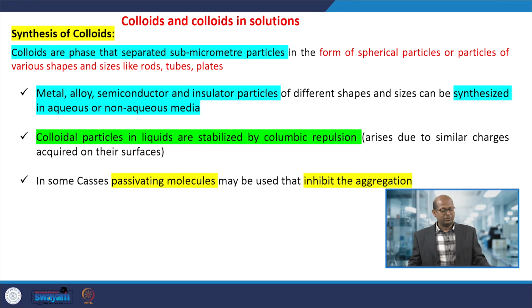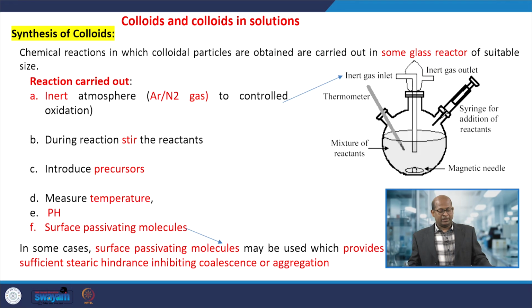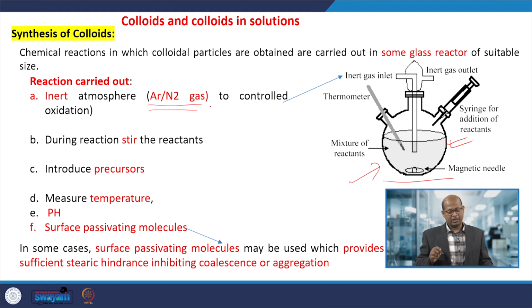Now we will discuss the synthesis. How can we synthesize a particular colloid, colloid particles or nanoparticles? By the colloid method. Here we can take a glass reactor, and use some inert gas, which may be argon or nitrogen gas. Then there would be a stirrer, a magnetic stirrer, to get a homogeneous mixture of the solution, and then we can introduce some precursors.